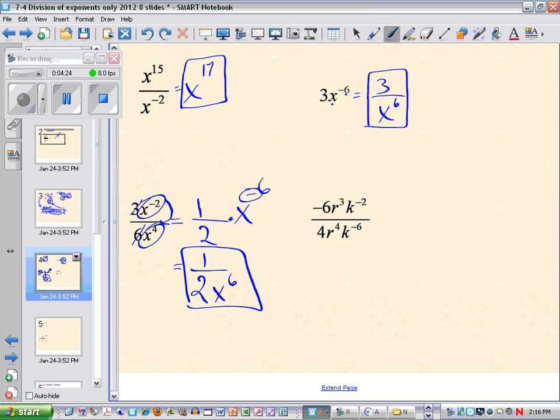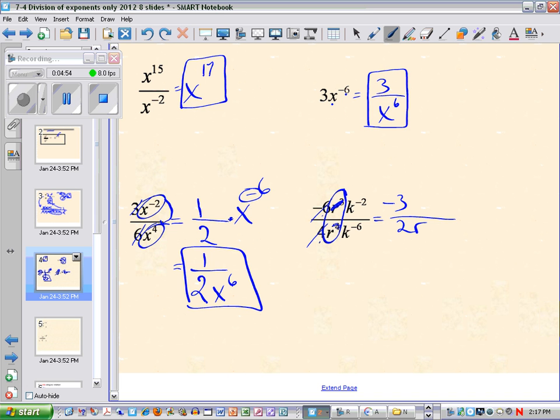Okay, so let's simplify our coefficients and then our variables alphabetically. So let's make our fraction bar, because we know we'll have some stuff on top and probably some stuff on bottom too. So first, negative 6/4. That'll reduce to negative 3/2. Now for our r's. We have r cubed over r to the 4th. Well, there's 3 of them there, 4 of them down here. We'd get rid of those 3, and then we'd get rid of 3 of them here, leaving just the 1 down beneath here.